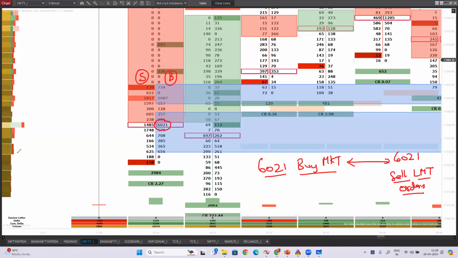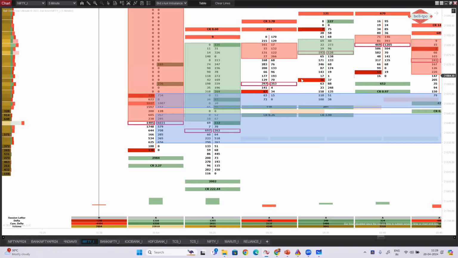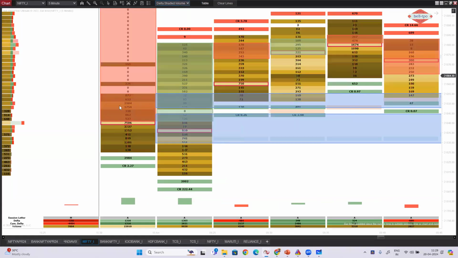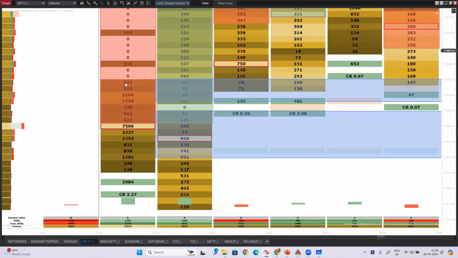So here, if you see that big flow of volume, I can go and total the bid and ask. I can go for a delta shaded volume over here. So buyers and sellers put together, I'll be able to see the zones where the buyers and sellers are very much clustered. You can see where the big volumes happened over here. I just marked that as two zones. So 873, 622, 2004, 1754. I'm showing you on a 5-minute chart. And then here 7,506, 2327, 1352, 451, 899, 1281.